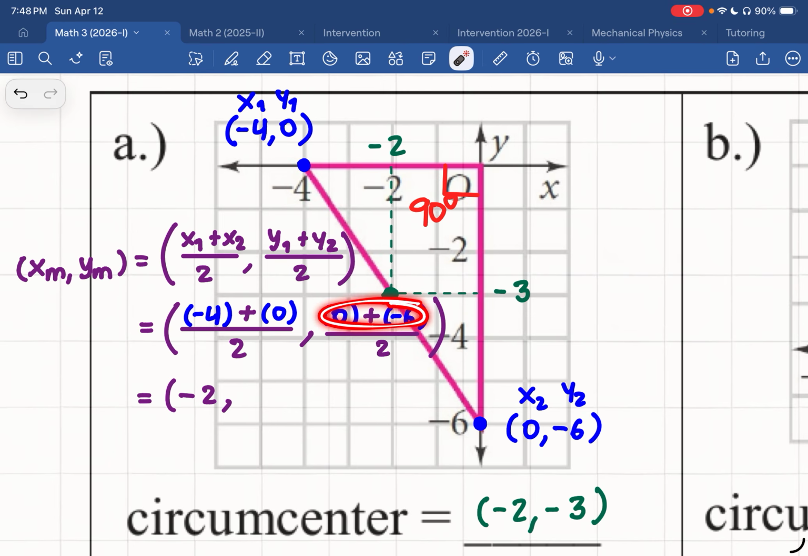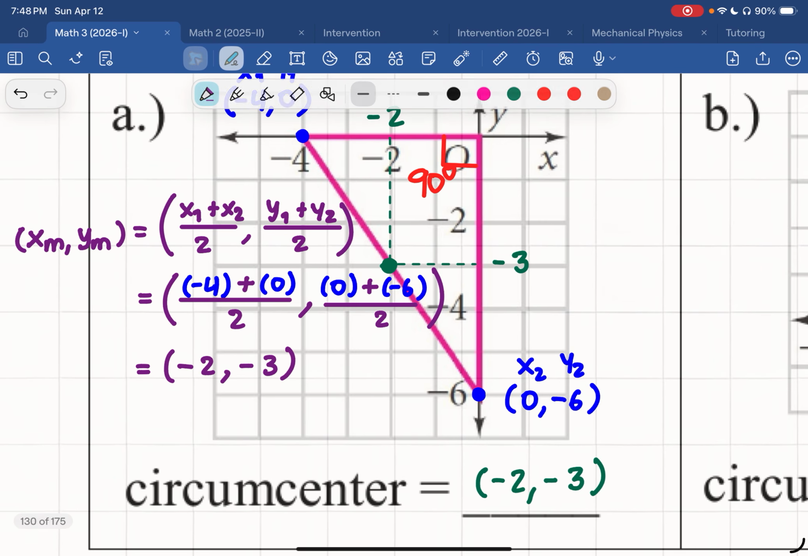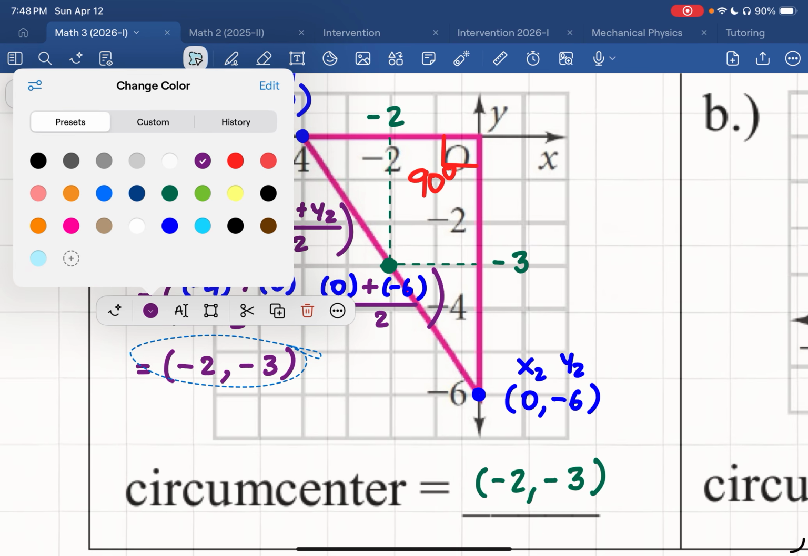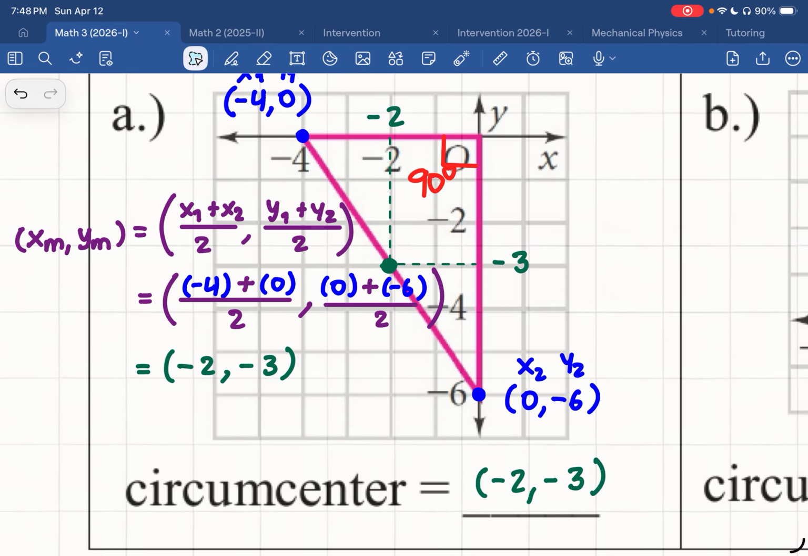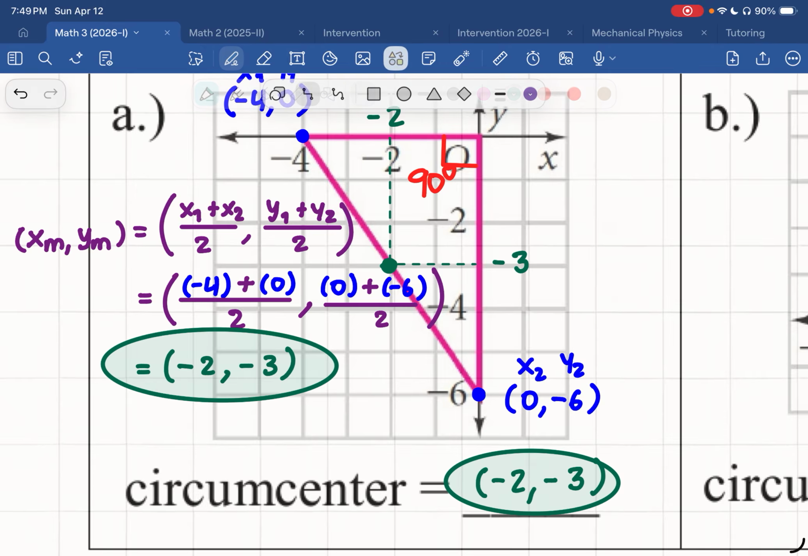0 plus -6 is just -6 divided by 2. What is it? -3. And as you can tell, guys, the answer here is exactly the same as the answer that we got just using our eyes. You see? So this is just to show you guys that sometimes finding the answer is easy. You are the ones who decide to take the difficult path sometimes, right? So please make sure to always pick the easiest way possible.